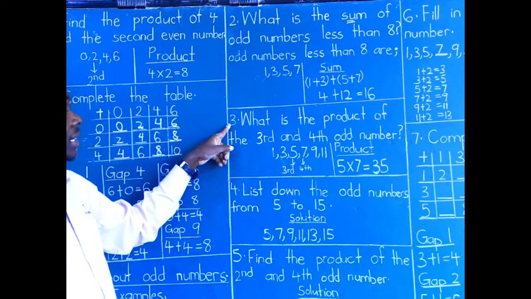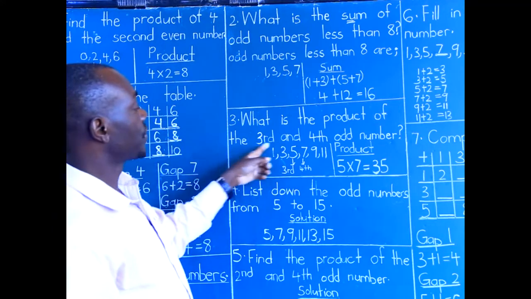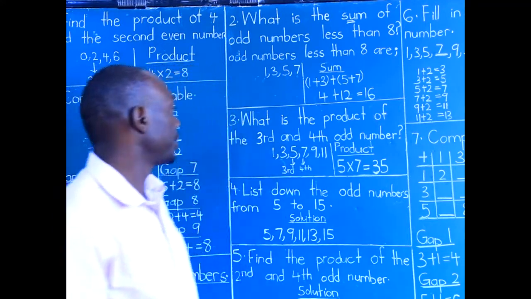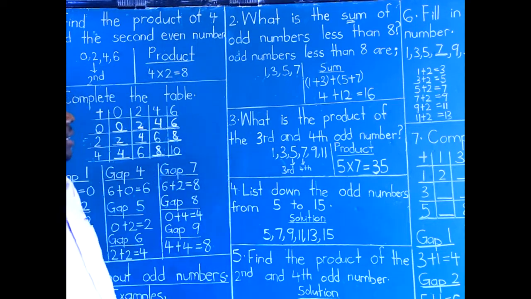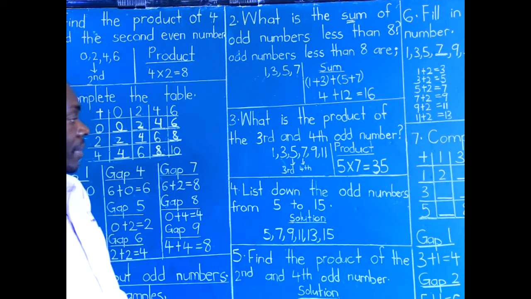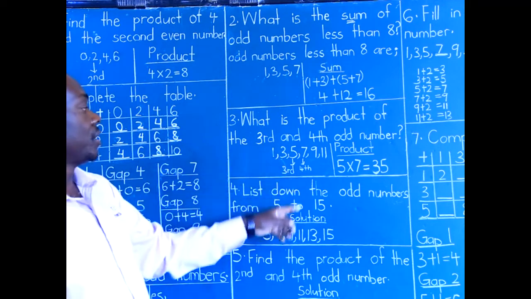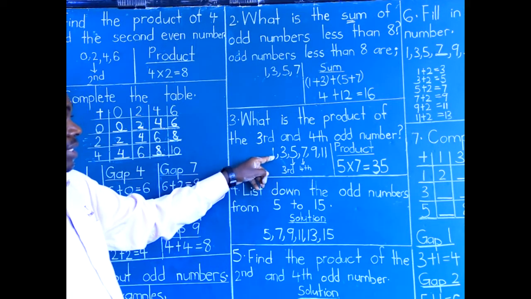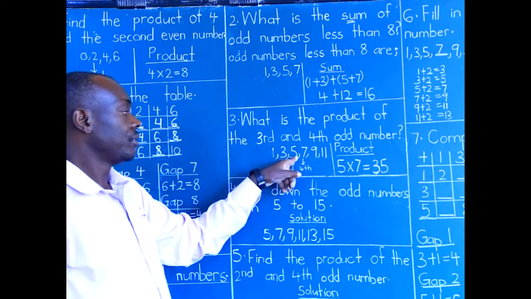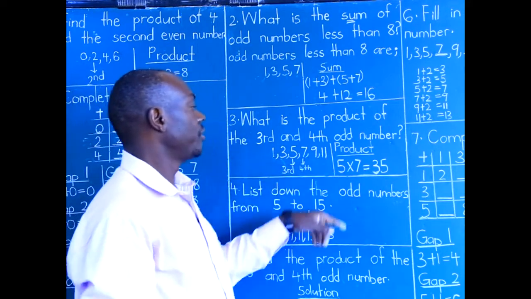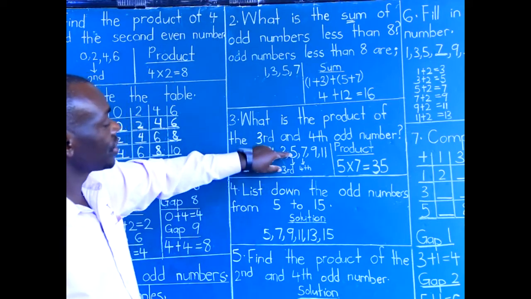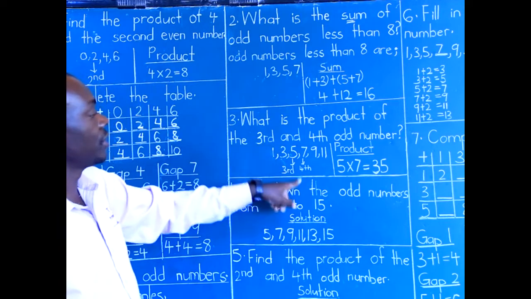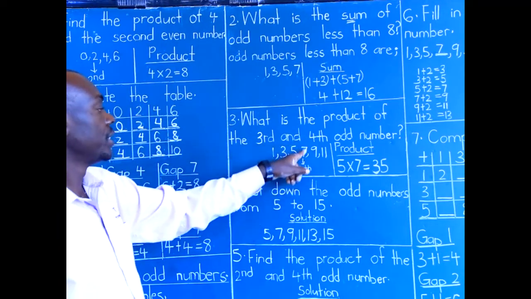Then go to number 3. What is the product of the third and the fourth odd number? What you need to do is to list the numbers and then identify the third and the fourth. So the odd numbers are 1, 3, 5, 7, 9, 11, and so on. This is the first, second, this is the third. The third is 5. And near it is the fourth. The fourth is 7.